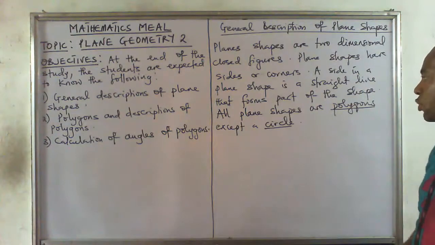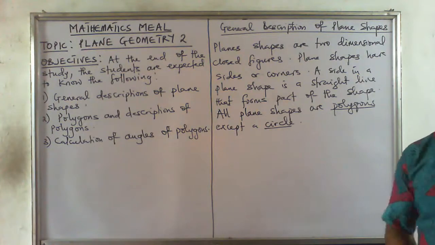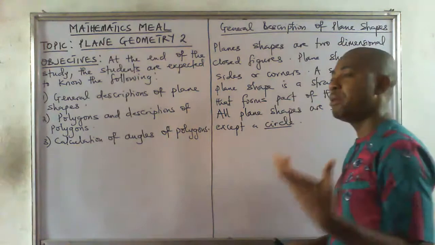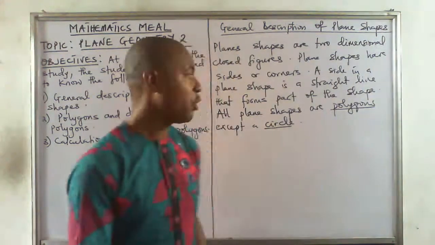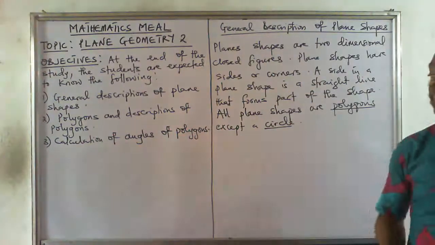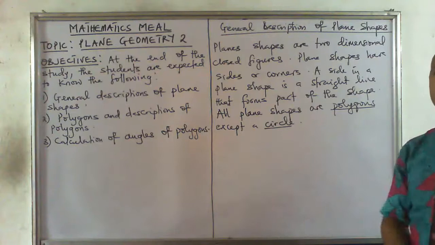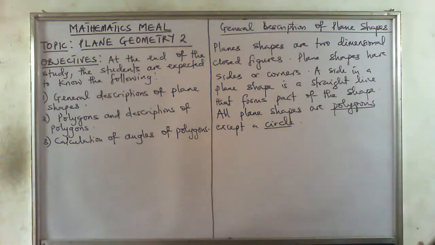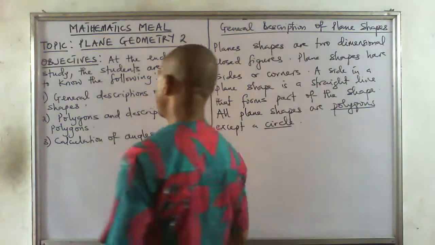All right. So all plane shapes are what? Polygons, with the exception of circles. Circles are not polygons. A circle is the only plane shape with curved parts, or curved corners. So a circle is the only plane shape that has a round part or a round corner. We are going to see that by the time we begin to look at circles.